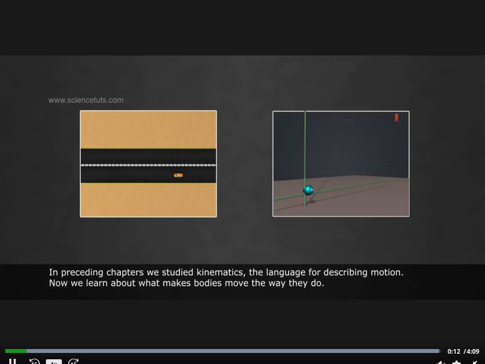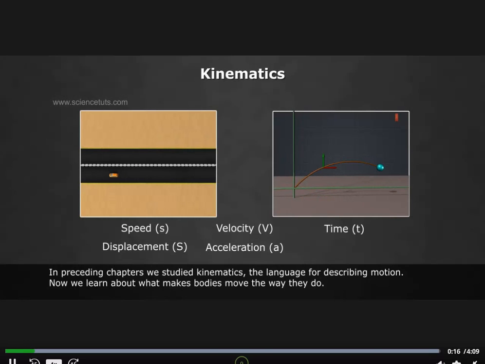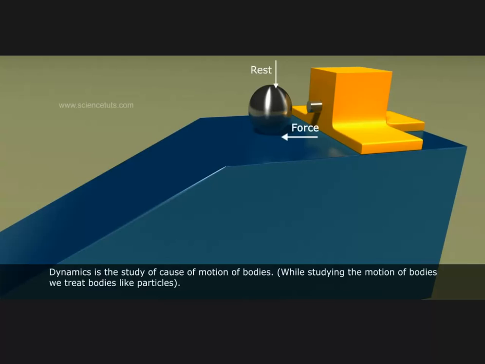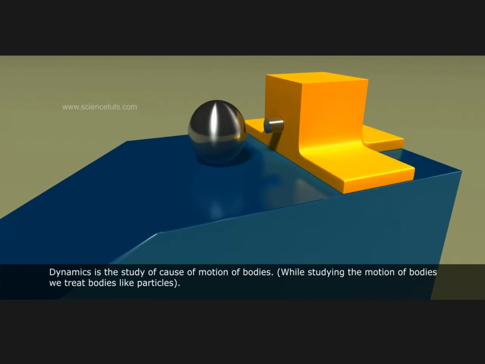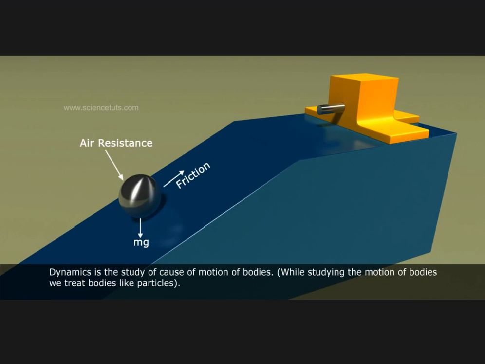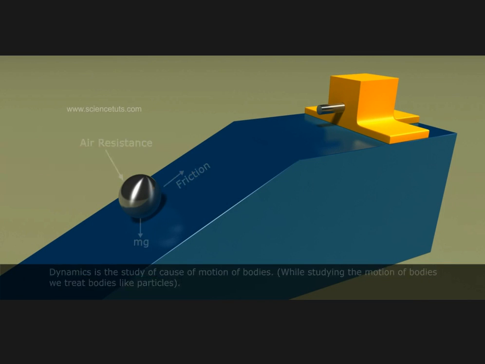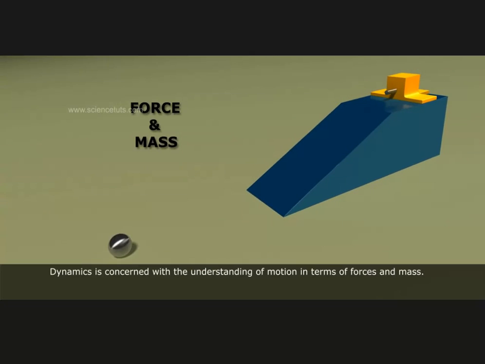In the preceding chapter, we studied kinematics, the language for describing motion. Now we learn about what makes bodies move the way they do. Dynamics is the study of the cause of motion of bodies. While studying the motion of bodies, we treat bodies like particles. Dynamics is concerned with the understanding of motion in terms of forces and mass.